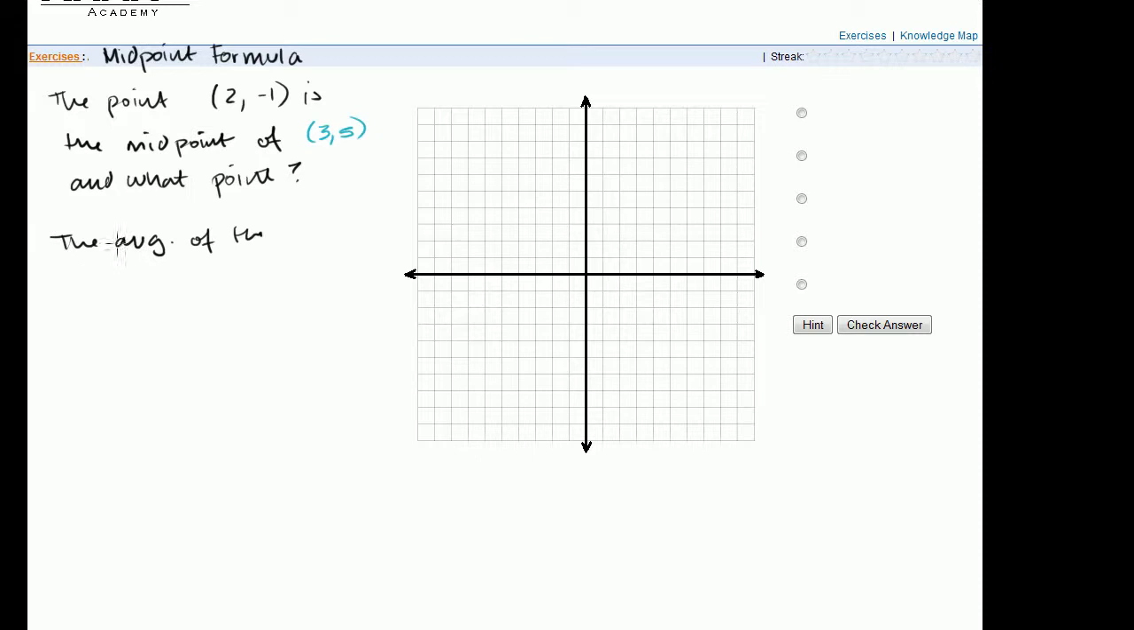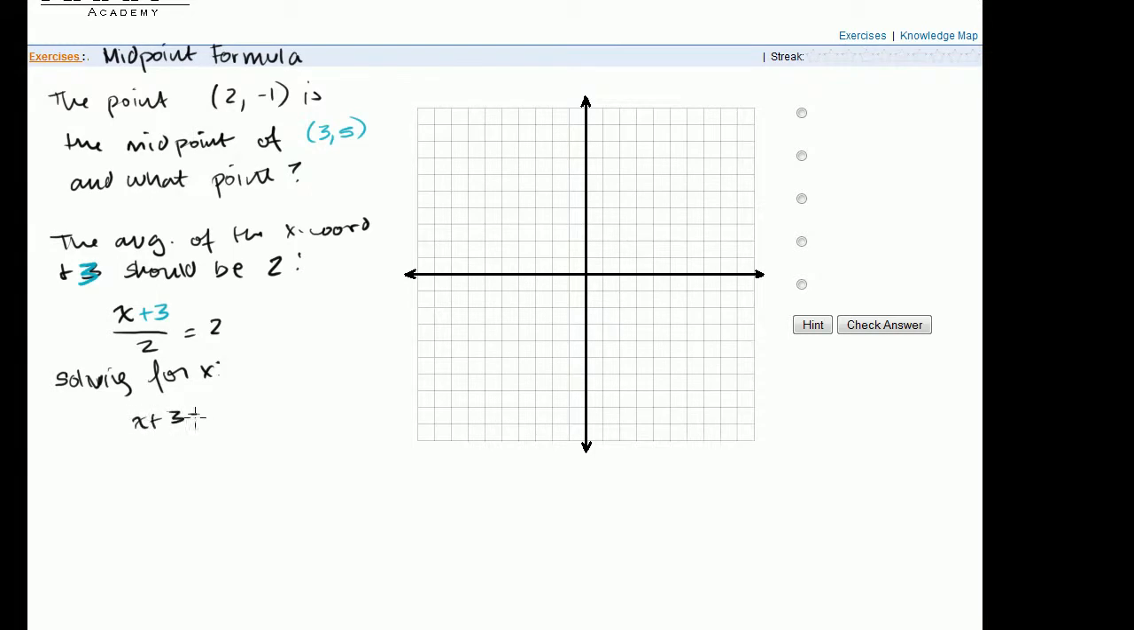x coordinate and 3, I'm just doing a little shorthand right now, should be 2. And so we would write x plus 3 over 2 is equal to 2. And then solving for x, you could write out all the steps. You could have x plus 3 is equal to 4. X is equal to 1. And so that's our x coordinate.